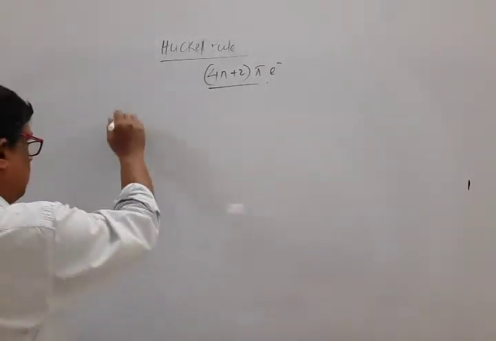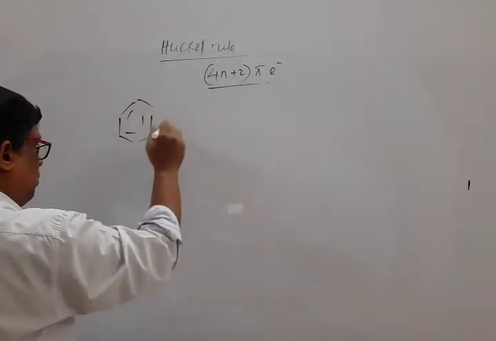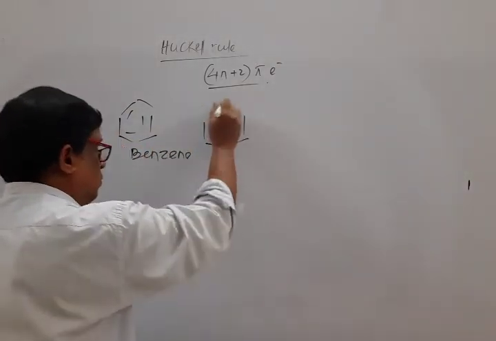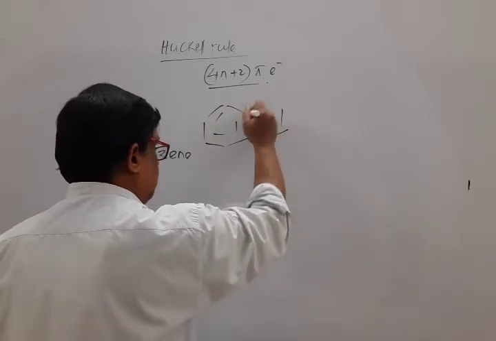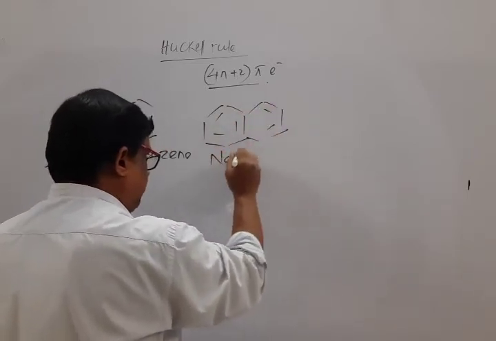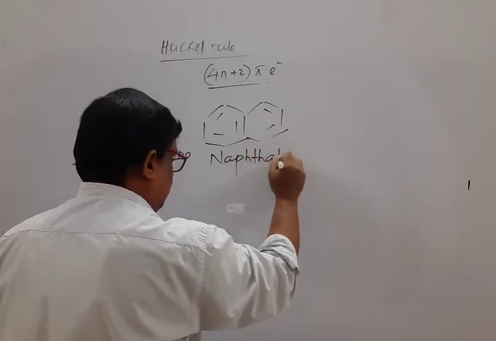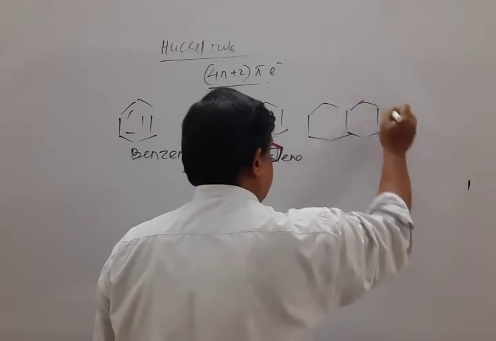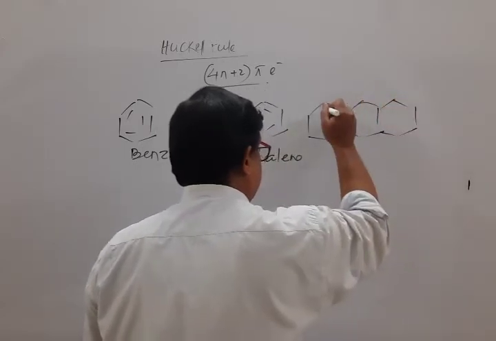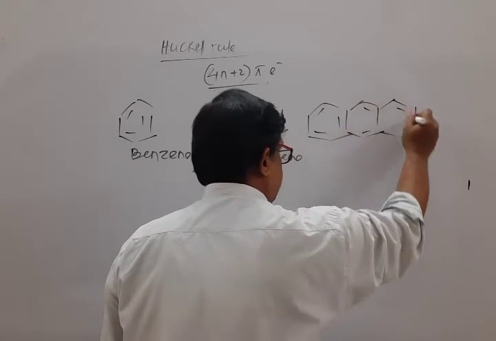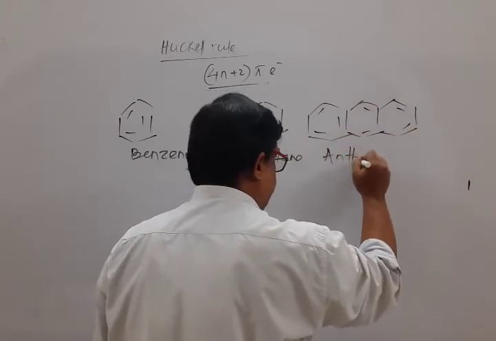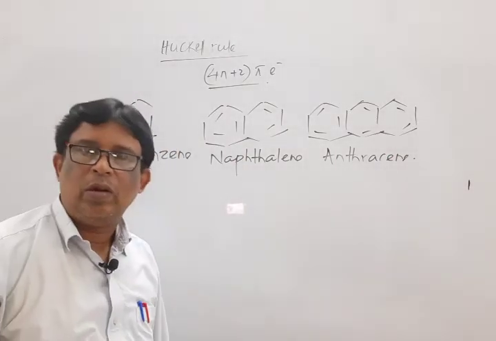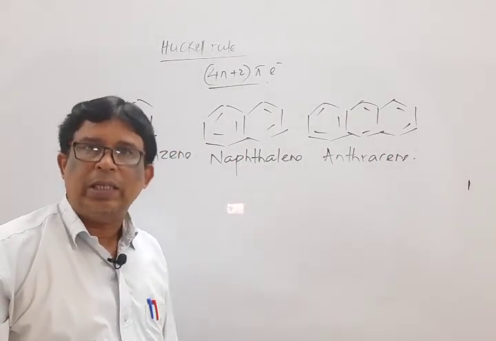Suitable examples are benzene, naphthalene, anthracene, and so many others. These contain the benzene nucleus and are known as benzenoid.